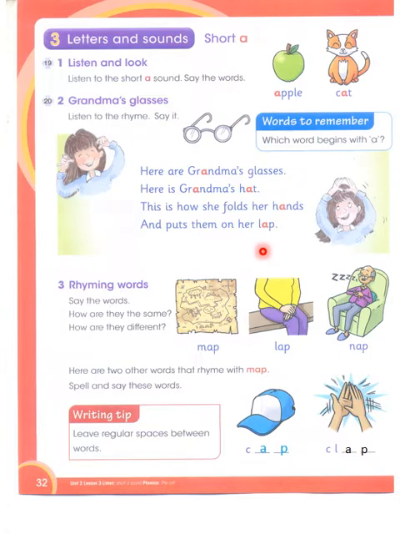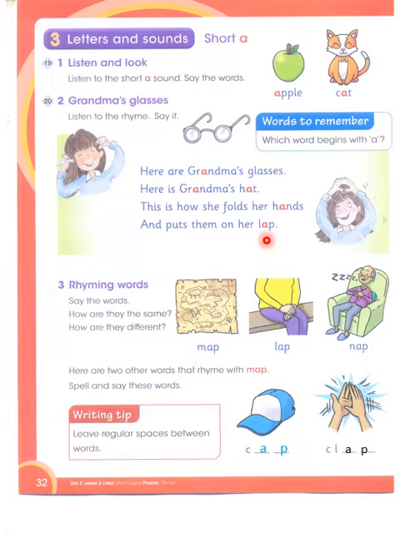You see, all these red colored letters have a short sound of A. Grandma. Hat. Hands. Lap. So all these words which use the letter A have a short sound of A.